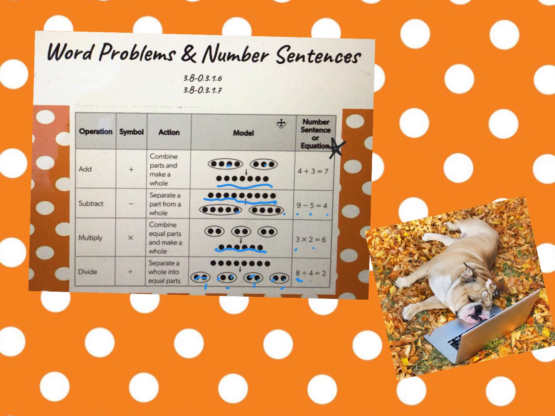So when we add and multiply, we're combining parts to make a whole. The only difference with multiplication is you're combining equal parts. Okay, and when we subtract, so remember that word equal. When we subtract or divide, we're separating a part from a whole. So we have our whole, but we're just separating a part. And in division, we're going to separate a whole into equal parts, okay, or equal groups.